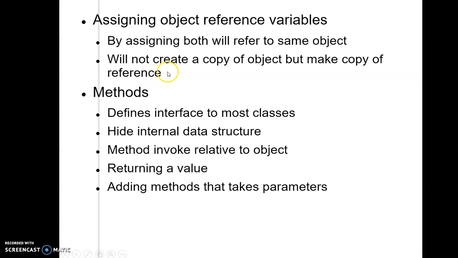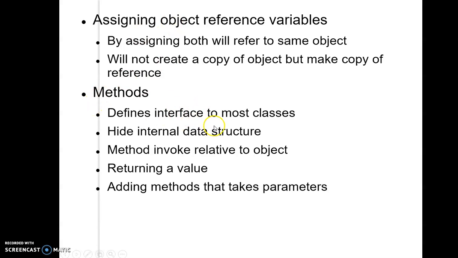So whenever we assign an object reference variable, we will not create a copy of the object, but we will only create a copy of the reference. The next thing is we will see more about the methods. The methods are nothing but what define the interface to the external world.